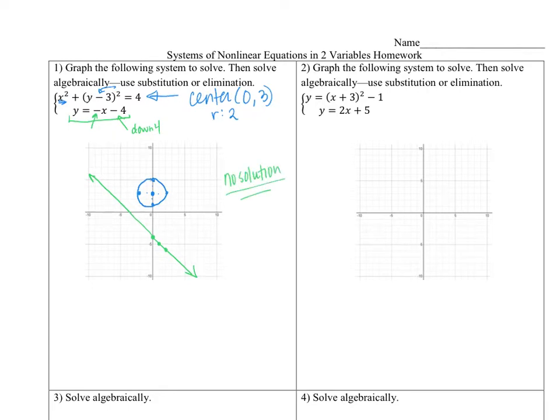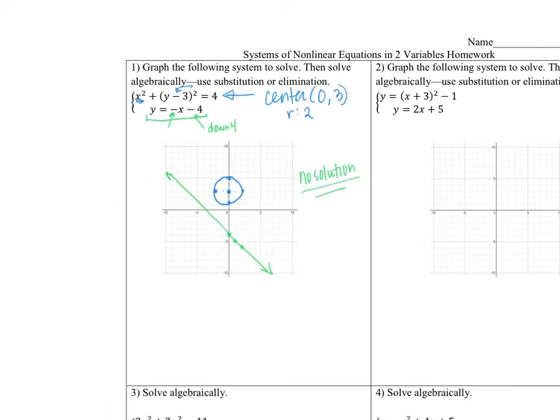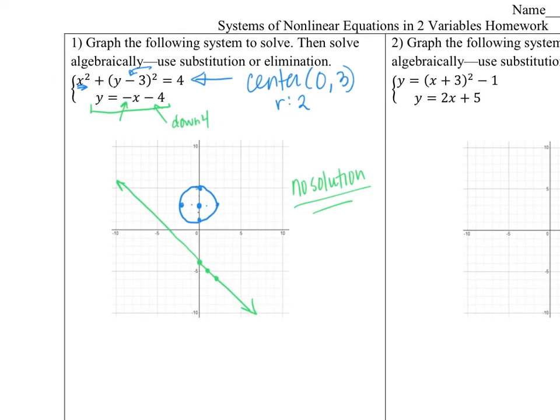So now let's look algebraically at what that means. The system is set up more for, I'd say, substitution, because the second equation says y equals. So I'll be able to plug that in place of that y. So that will look like x squared plus, in place of that y, I'm going to put a negative x minus 4. The regular equation already had -3 squared equal to 4.